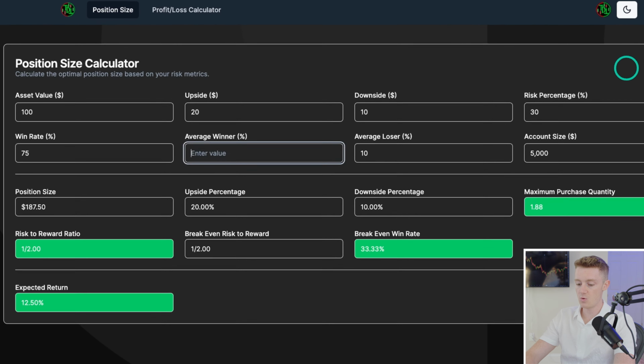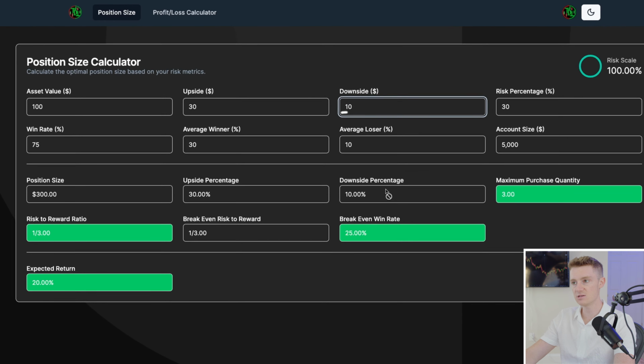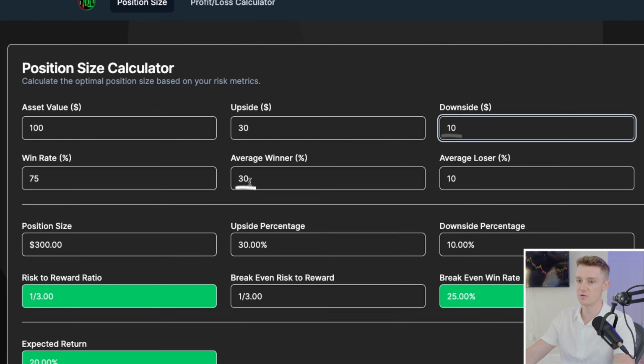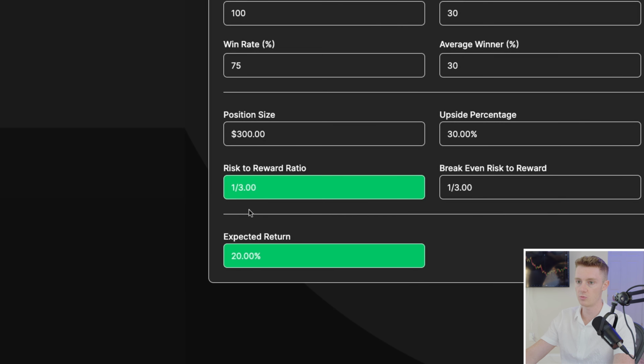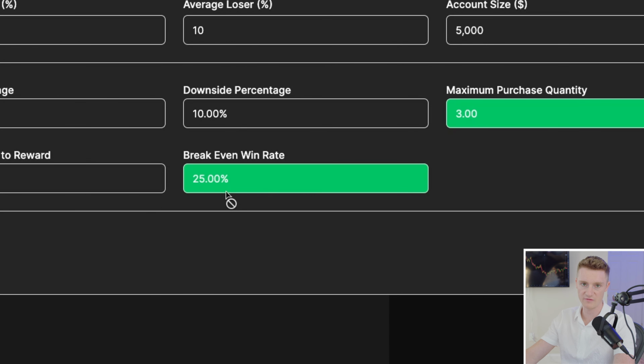Now let's use a 1 to 3 risk reward as an example, where our downside is still 10%, but our upside is 30%. You can see here our risk to reward ratio is 1 to 3. Based off of that, our break-even win rate is 25%.